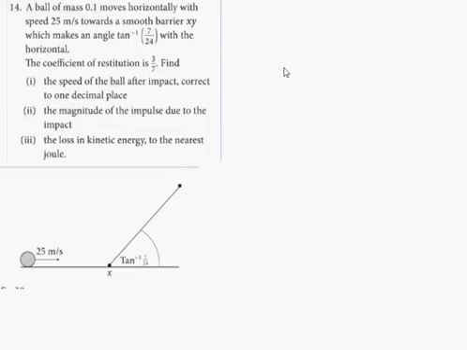A ball of mass 0.1. Now I'm assuming that's 0.1 kilograms. Okay, they probably didn't finish off their... Does it say 0.1 kilograms in your book? Interesting. No. So, it's 0.1 kilograms. Okay.